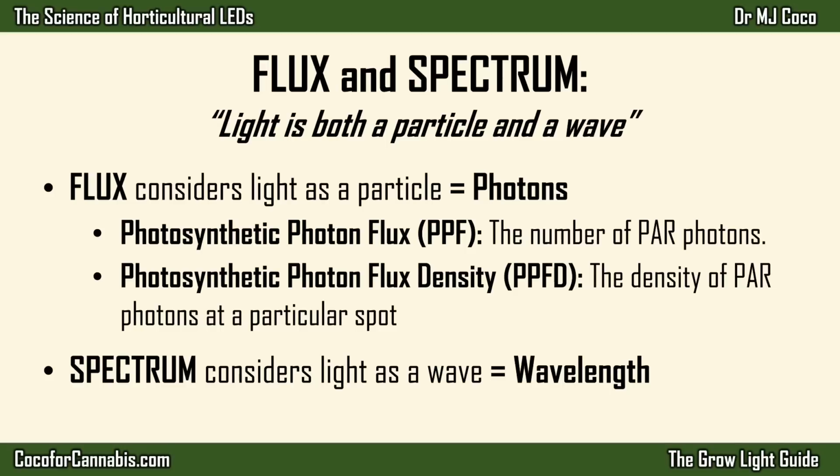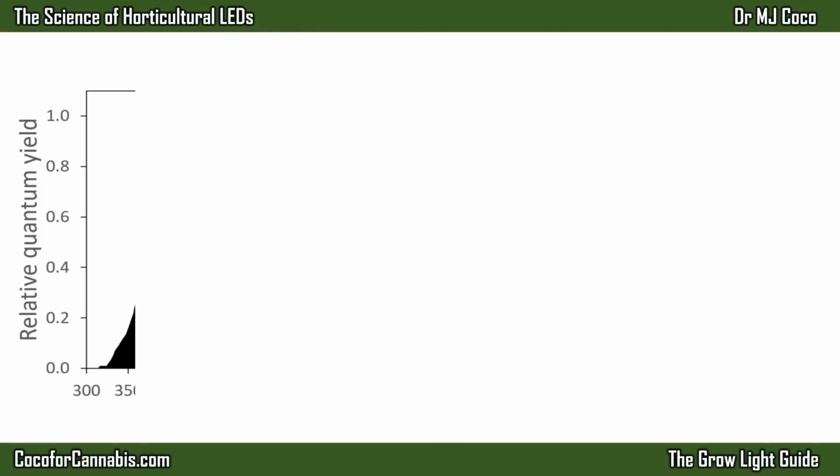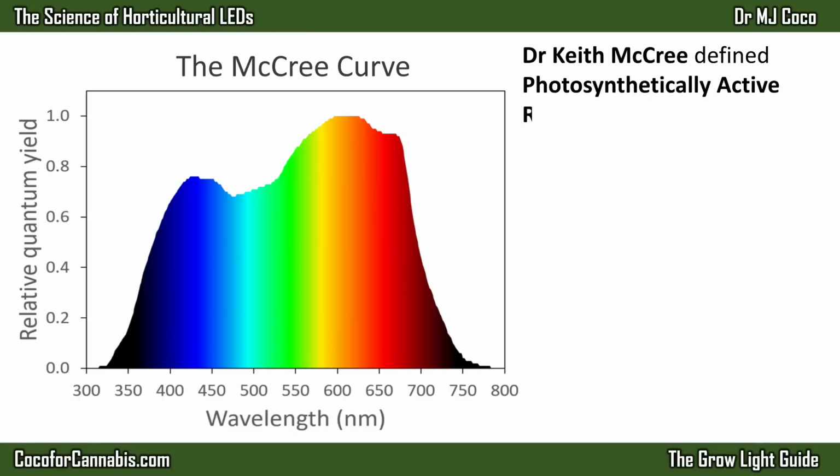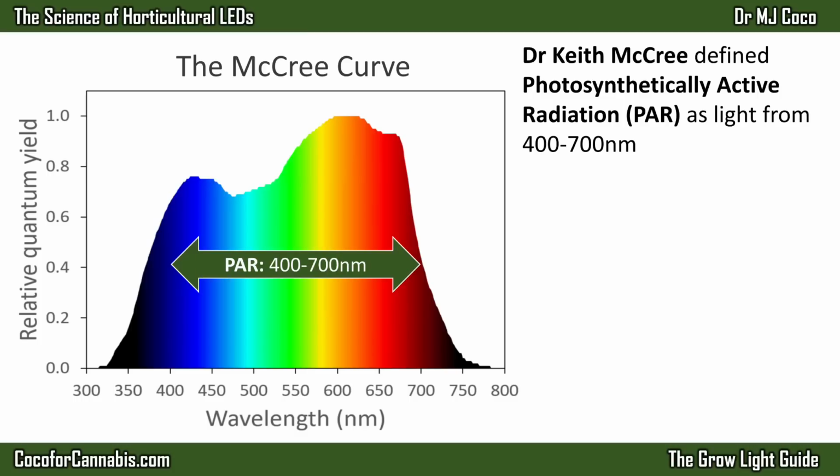I'll consider photosynthesis first. Photosynthesis is powered by a range of wavelengths of light. Dr. Keith McCree used data from various plants and lights to define the average photosynthetic response from different spectra of light. The result is the famous McCree curve. McCree defined the range of photosynthetically active radiation, PAR, to be 400 to 700 nanometers.